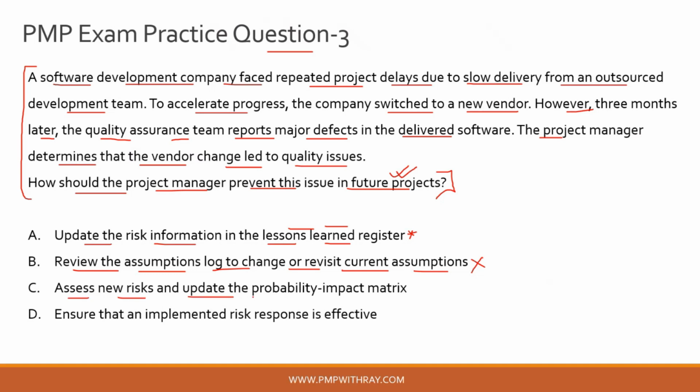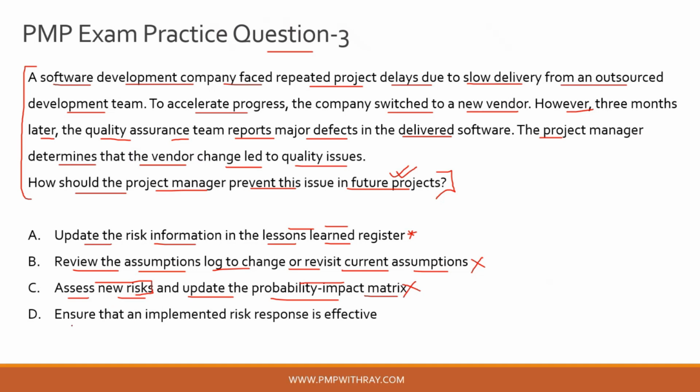Assess new risks and update the probability impact matrix. This is also incorrect because it is a bit vague, right? Assess new risks, I understand that. You need to assess new risk, but what about this risk? How is this answer option relevant to give me confidence that you are putting in systemic fixes that will take care of similar risks in the project scenario that has been given? And why update only the probability impact matrix? Why not update the risk register? These questions are open-ended, which answer option C does not cater to. That is why option C is incorrect.